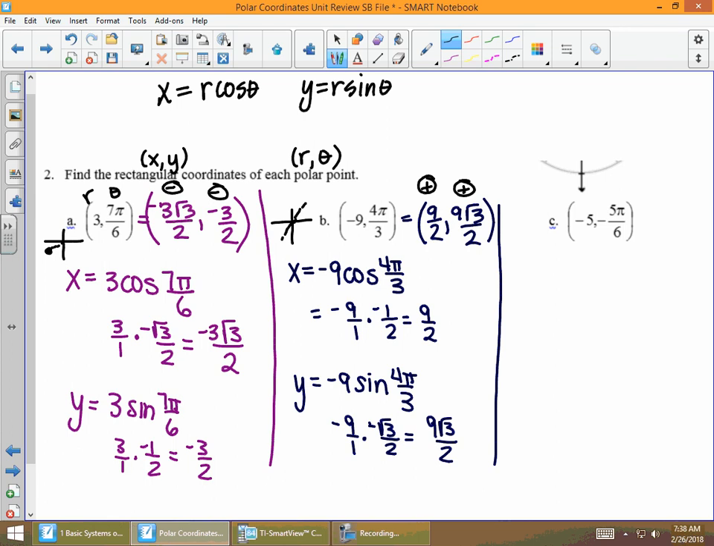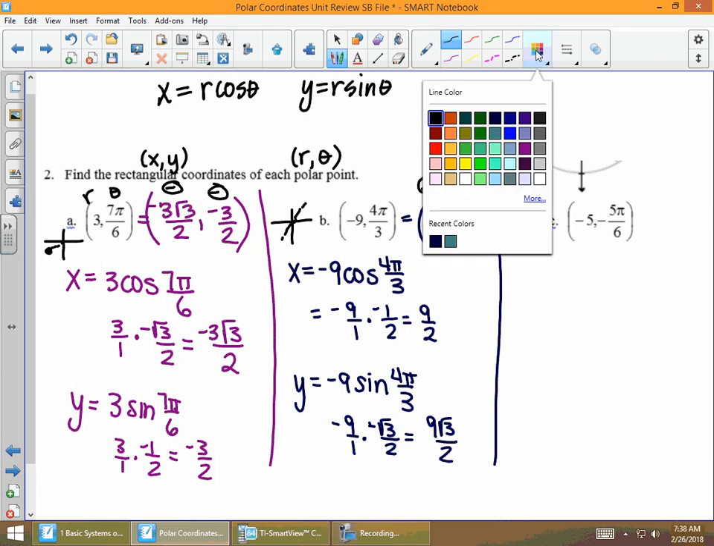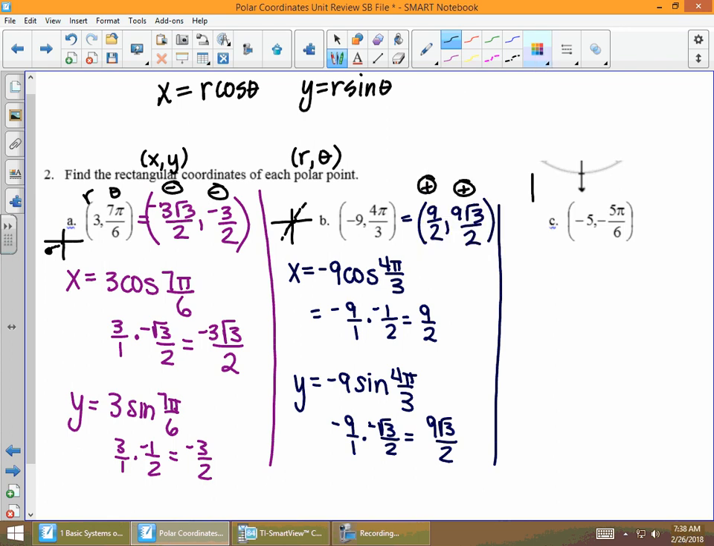Okay, negative 5 pi over 6. If we do a similar little sketch here, negative 5 pi over 6 puts us in the third quadrant, around here. But then negative 5, again, we're going to go in the opposite direction. So our final answer should end up as first quadrant rectangular coordinates. We should end up with positive values. So let's do the math and make sure it works. Again, x is r cosine theta.